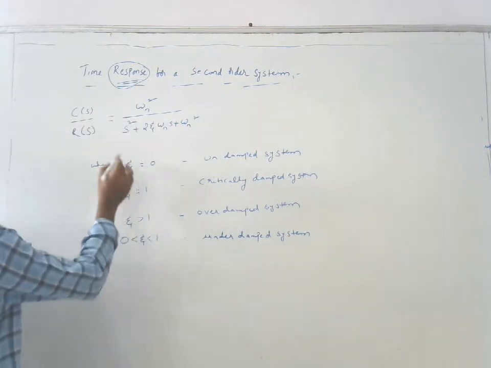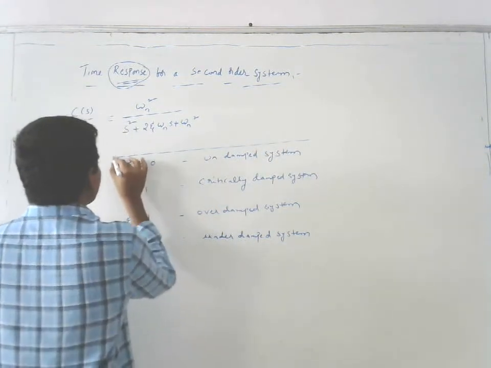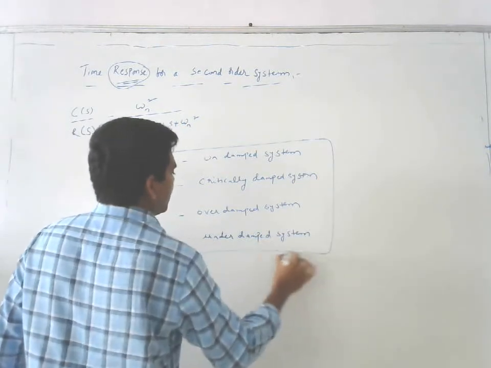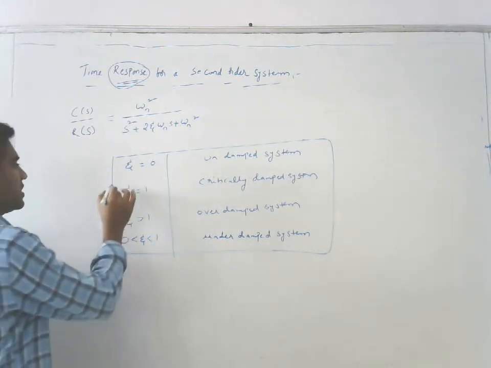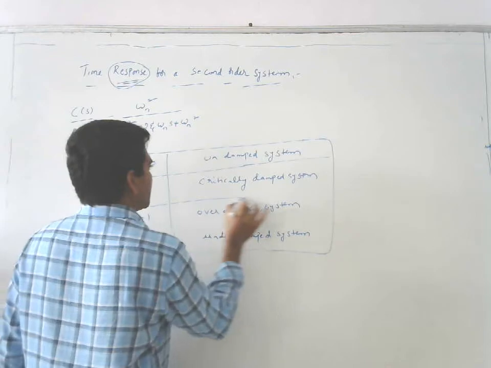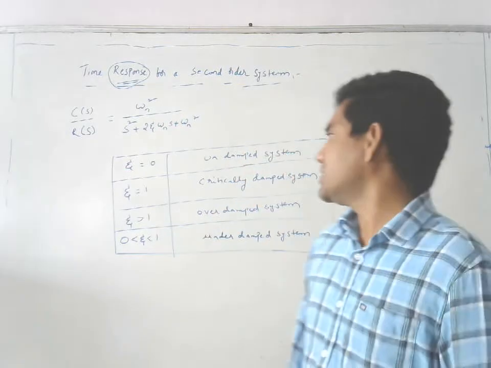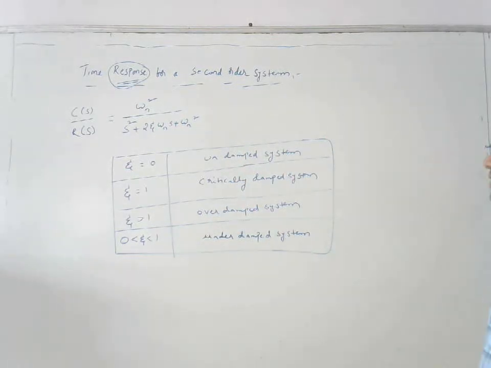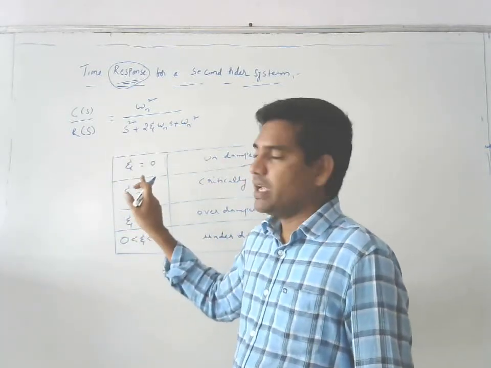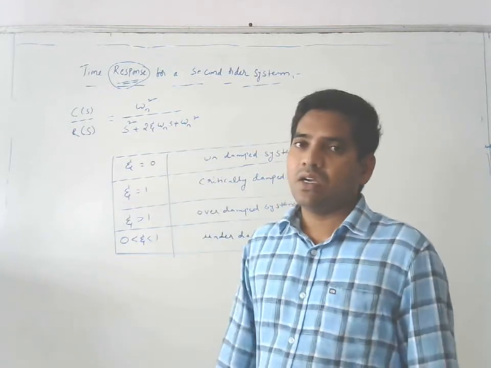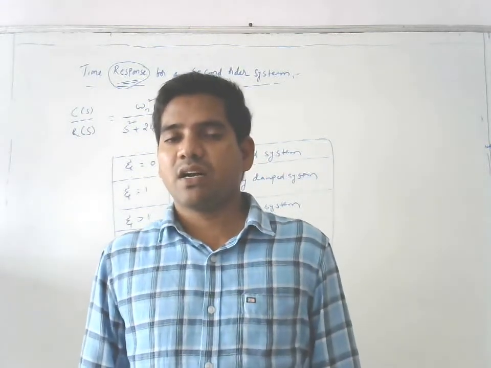That means the response of the second order system varies with respect to the value of zeta. If the value of zeta varies, automatically the output of the system varies. When zeta equals 0, undamped; when zeta equals 1, critically damped; when zeta is greater than 1, over damped; and when zeta is between 0 and 1, underdamped. How does this value of zeta affect the transfer function? That is the effect of zeta on the second order transfer function.